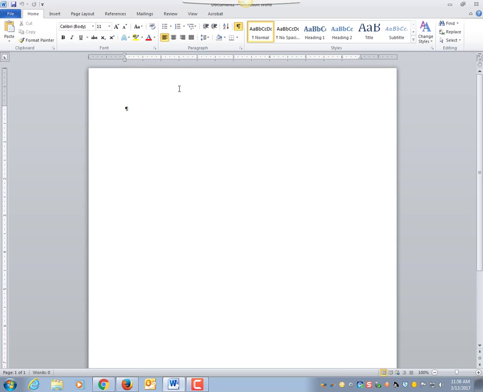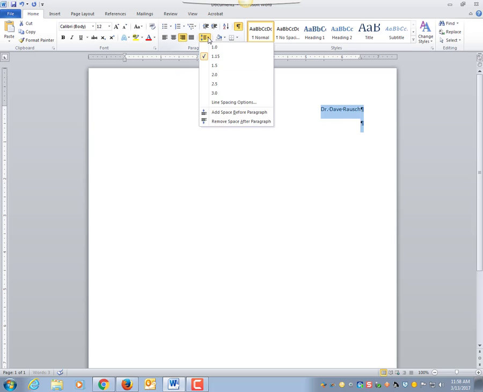Here's a blank document, and of course, this is a relatively new installation of Microsoft Word, so I have to change some of the settings a little bit. But one of the things that I always do first when working with a document is I type my name in the upper right corner. So there's Dr. Dave Rausch, and I guess I'll have to do some of the resetting of the formatting. I'll end up making more defaults later as I do more stuff here.